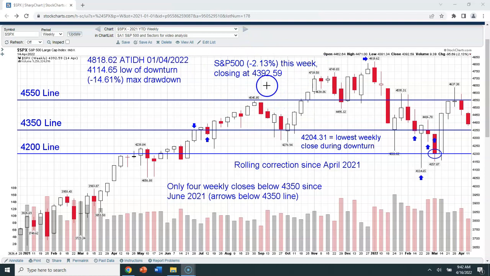The S&P 500 on this shortened trading week, again, the market was closed on Friday, so we only had trading on Monday, Tuesday, Wednesday, and Thursday of this past week. We were down 2.13% on this shortened trading week, and we finished at 4392.59. Over here on the right-hand side, this is the candle from this past week.